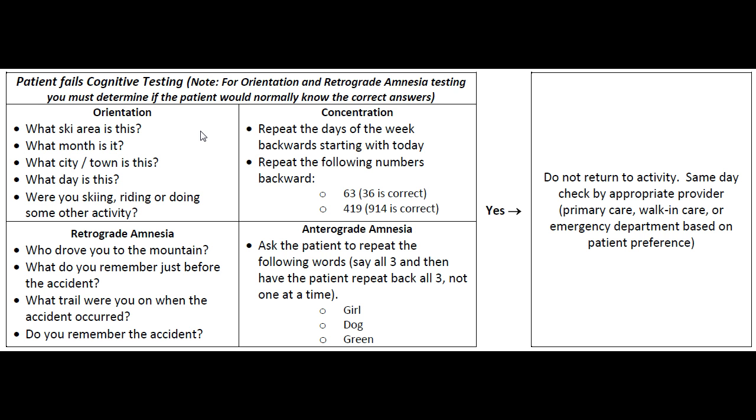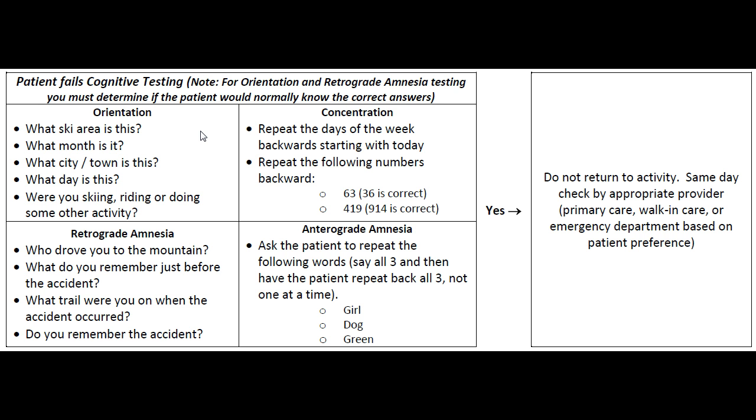So start with orientation. What ski area is this? What month is it? What city or town is this? Where are we? What day is it? And were you skiing or riding, or were you in the tubing park? Were you hiking up the side of the trail and got nailed by somebody? And you may be able to, by their gear, figure out what they were doing, but it's good to assess that.